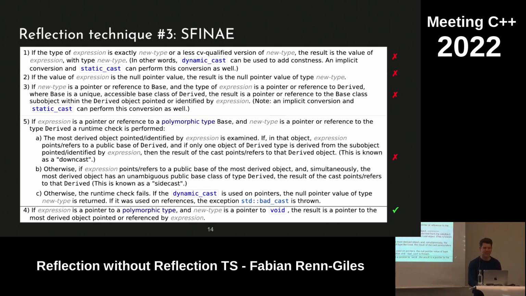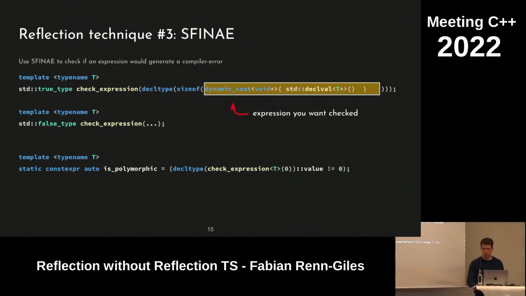If the type is polymorphic, but there's no more derived object, then it will return itself. It still requires it to be polymorphic. So the expression you would write here is dynamic_cast<void*>, and then just the declval of T*. And I know this is right because Clang's STL uses this, so it can't be that bad.